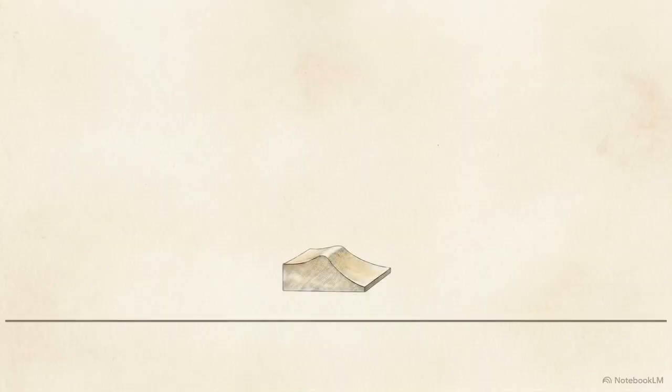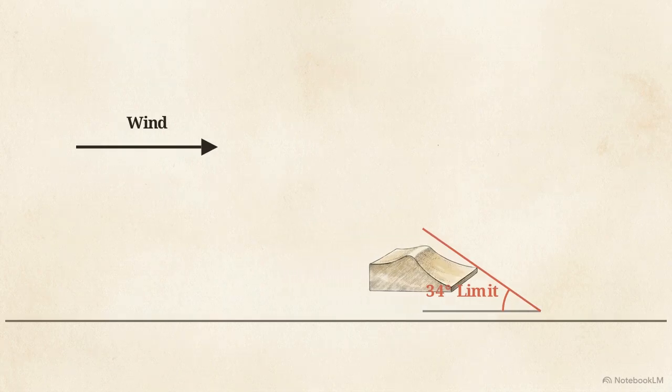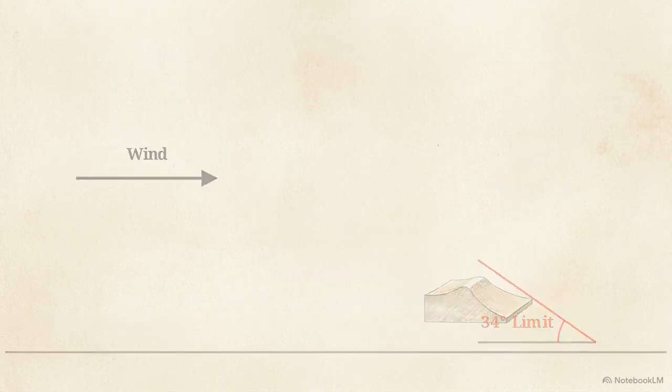This diagram shows the angle of repose. Wind stacks sand until the pile reaches a 34-degree limit. Once exceeded, the face collapses. This continuous cycle of stacking and collapsing allows barchan dunes to march across the landscape.